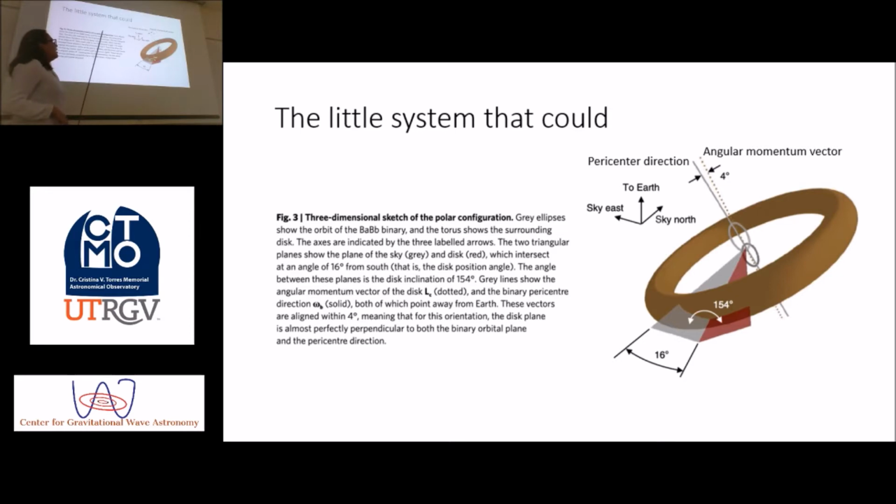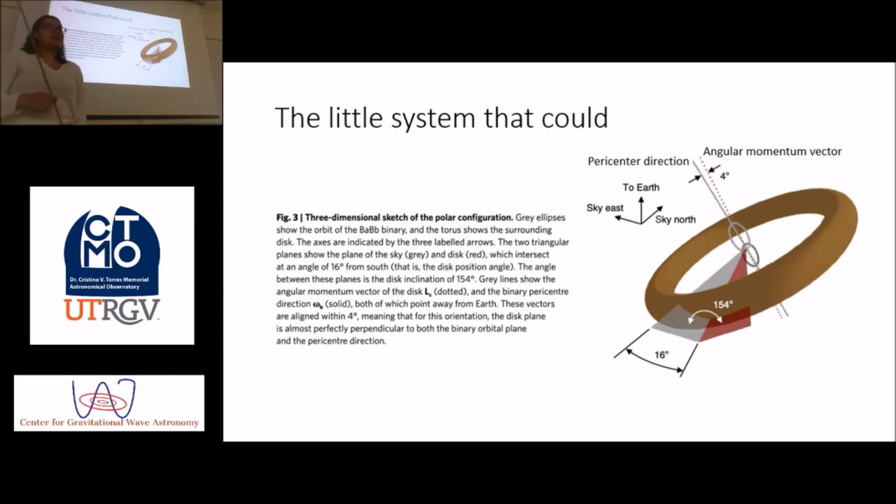And so you can see that the angular momentum vector of the circumbinary disk is precessing around the barycenter direction at about 4 degrees. And so for all intents and purposes, this model suggests that this circumbinary disk is in fact perpendicular to the binary orbital plane. Does anybody have any questions about this image? Because I know there's a lot going on.